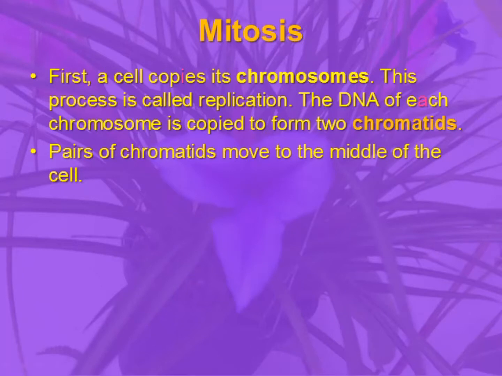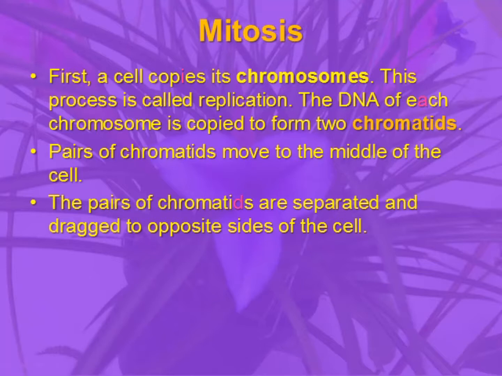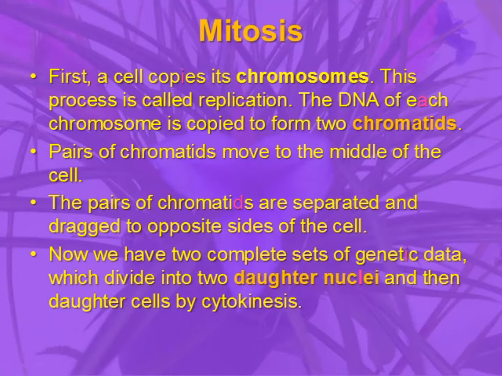So then these chromosomes are now in identical homologous pairs called chromatids. And pairs of chromatids then move to the middle of the cell, and they are pulled apart and dragged to opposite sides of the cell. And so now you have a complete set of 46 chromosomes at each side of the cell. And then you have the division of that genetic data into daughter nuclei and then daughter cells, and this process of division is called cytokinesis, which we'll talk about in a moment.